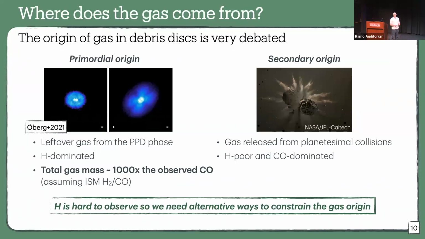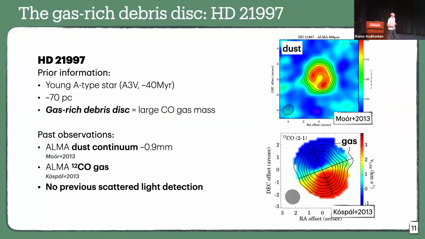Distinguishing between those two scenarios is actually quite complicated because it's quite hard to detect or constrain your hydrogen levels. So we need alternative ways to constrain the gas origin in these systems, and this is what I'll be talking to you about today. So for this, I'm focusing on this gas-rich debris disk that is around a young A-type star called HD21997.